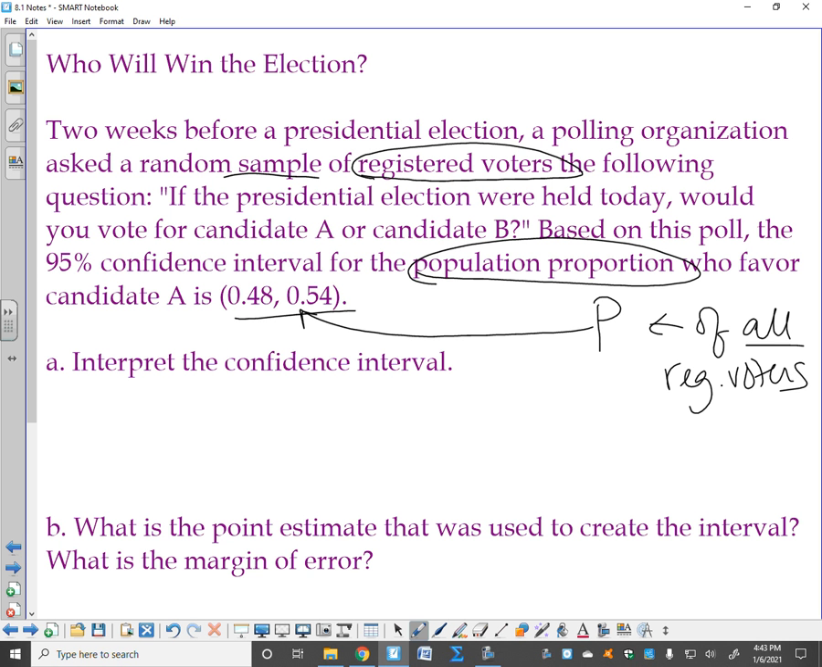Interpret the confidence interval. All right, here's your sentence. Listen to it first, and then I'll say it several times and let you write it down. But just listen to it first. We are 95% confident that the interval from 0.48 to 0.54 captures the true proportion of all registered voters who favor candidate A in the election. There are some very key words there. So let's write.